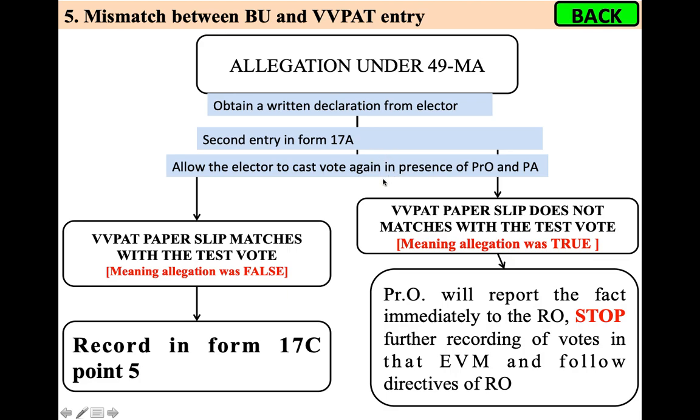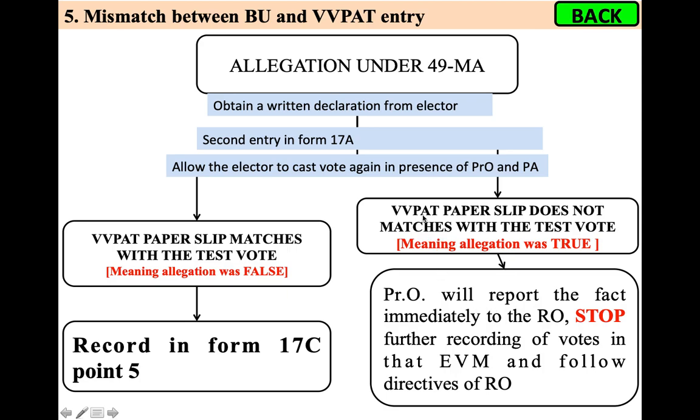In normal cases, we maintain the secrecy of voting. So whenever an elector is in the voting compartment, no one is allowed to come inside the voting compartment. But in the case of a test vote, the presiding officer will be there and the polling agent will be there to observe whether his allegation is true or not. And he will be allowed to cast his second vote. There can be two situations here.